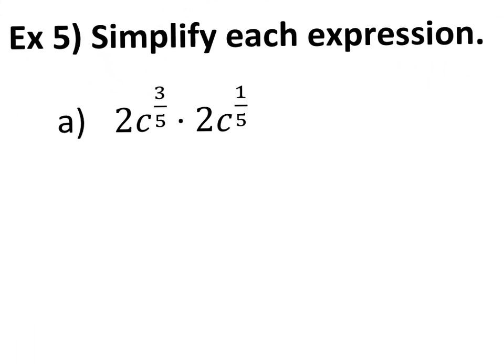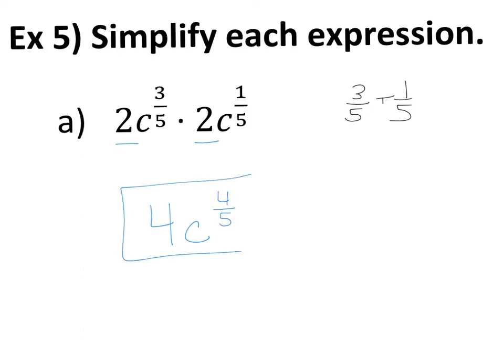Still simplifying, but now we're going to look at it in terms of fractions. Again, it doesn't change what you do to the front number. Those front big numbers, you're still just going to take 2 times 2 and get 4. Now, we just learned the rule: when you multiply, you add your exponents. I don't care if they're fractions or not, you're going to add the exponents. So you're going to take 3/5 plus 1/5. In this case, we already have a common denominator, so you're just going to get 4/5. So it's going to be 4 times c to the 4/5.